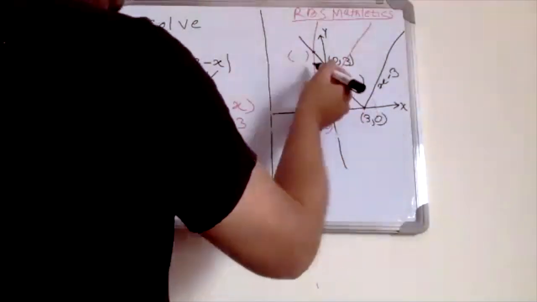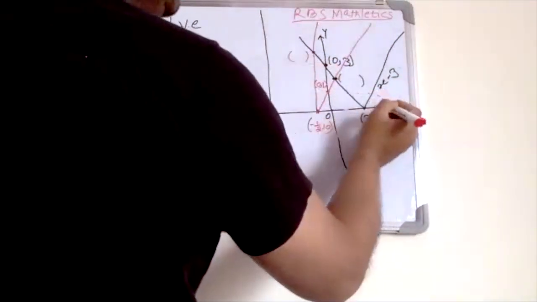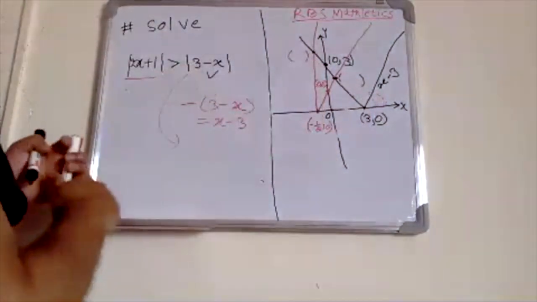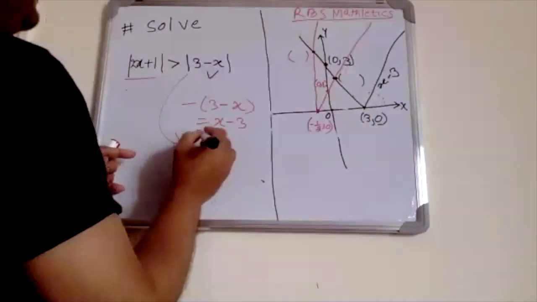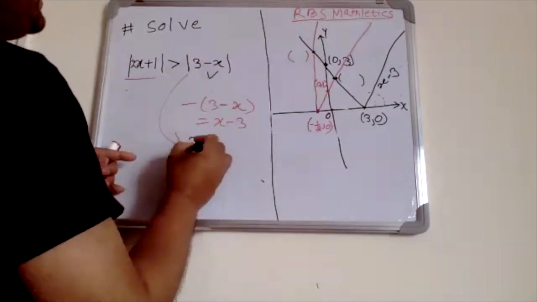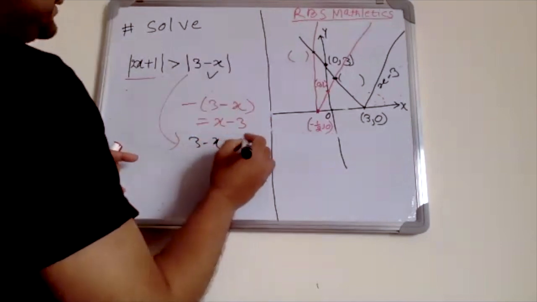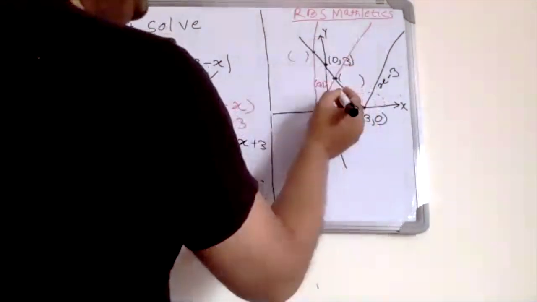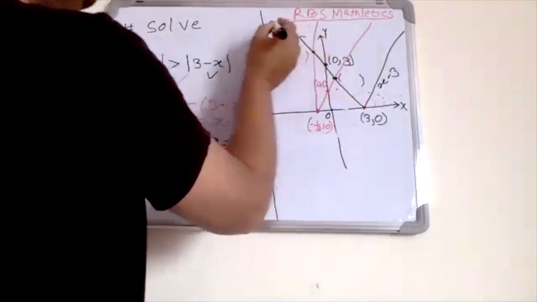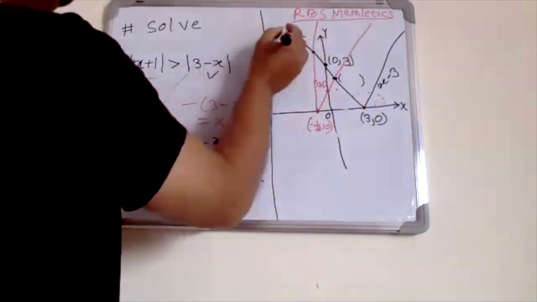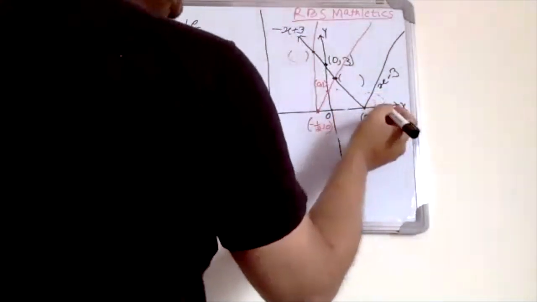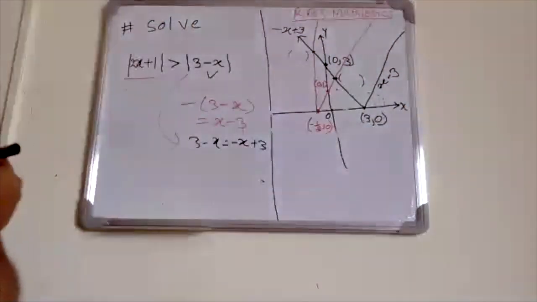The equation of this line: here you can see it makes an angle of more than 90 degrees with the x-axis. That means its gradient is negative, so we take it directly. 3 minus x is going to be minus x plus 3. So the equation of this part of the line is minus x plus 3. Why minus? Because its angle is bigger than 90 degrees with the x-axis.